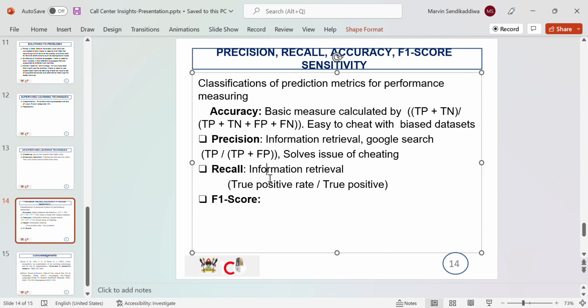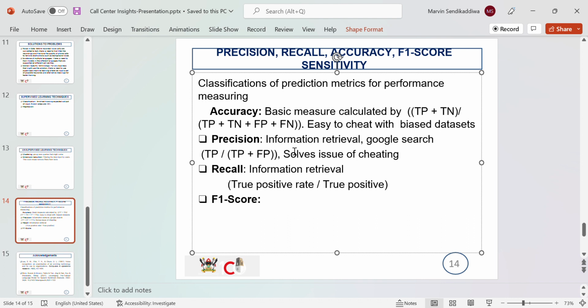So on to my final slide. I'm going to try to explain the difference between precision, recall, accuracy, and F1 score sensitivity. These are classifications of prediction metrics for performance measuring, and the most basic of them all is accuracy, which is computed by the true positives plus the true negatives divided by the true positives plus true negatives plus false positives plus false negatives. The problem with this approach is that it is susceptible to cheating on the data set, and that's where precision comes in.